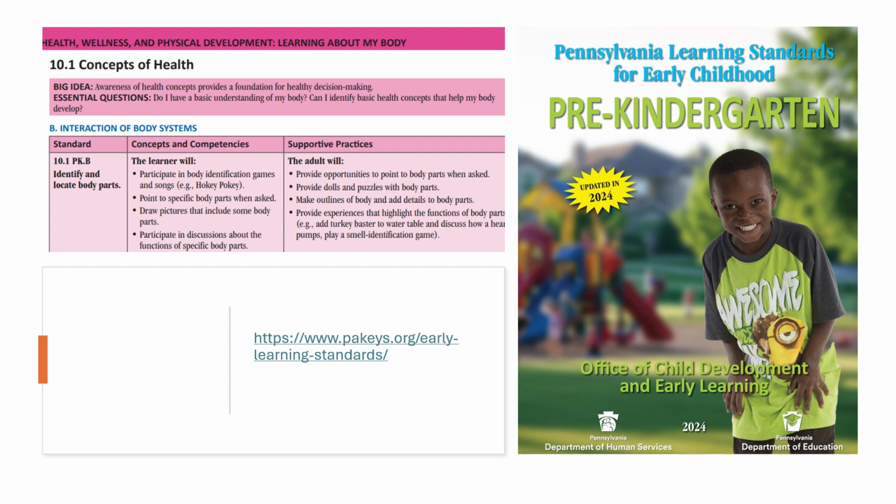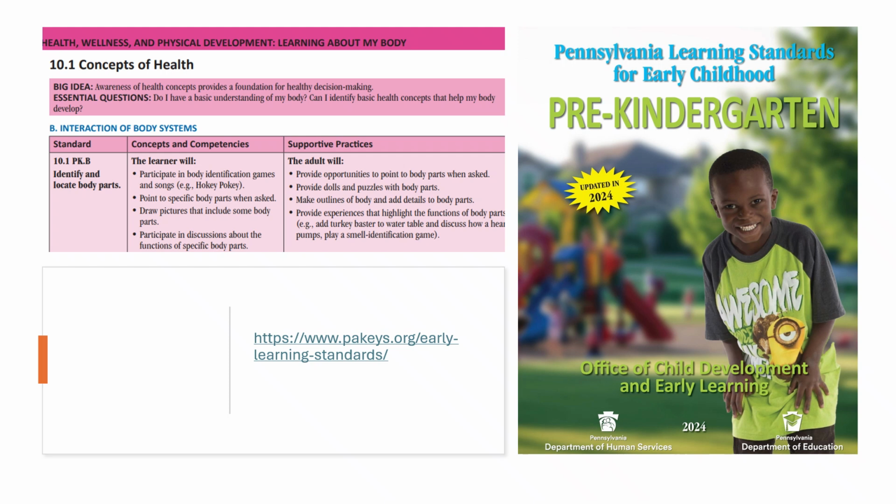So let's look at it a little bit, one level down deeper. So 10.1b, interaction of body systems. And you can see here that 10.1, again, that comes from Concepts of Health. PK means that we are in the preschool grade band, and B means we are in that B subsystem, interaction of body systems. So if you're going to, again, help students develop an understanding of concepts of health and the interaction of body systems, one of the first places you can start is to identify and locate body parts.